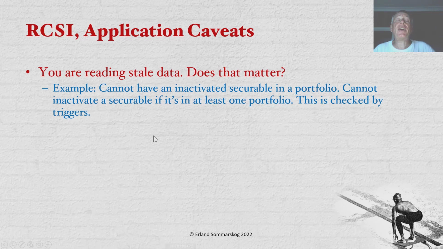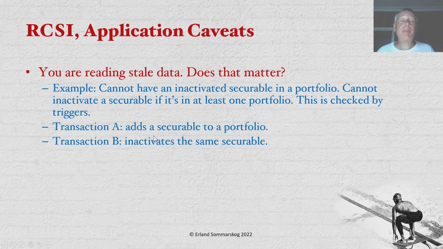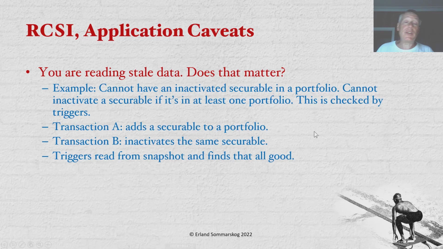So let's say we have these business rules. We cannot have an inactivated securable in a portfolio, and we cannot inactivate a securable if it is in at least one portfolio, and there are triggers to enforce this. Now, let's say transaction A adds a securable to a portfolio, and at the same time, transaction B runs and inactivates that very same securable. And then all the triggers read from the snapshot and find all good. Boom, business rule violation, because we end up with something that shouldn't happen.